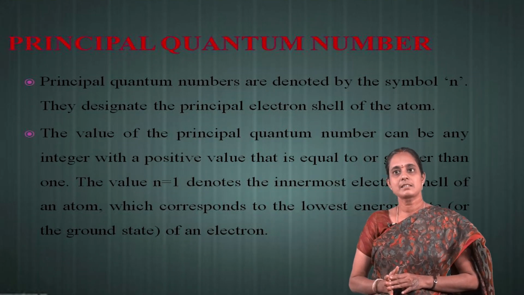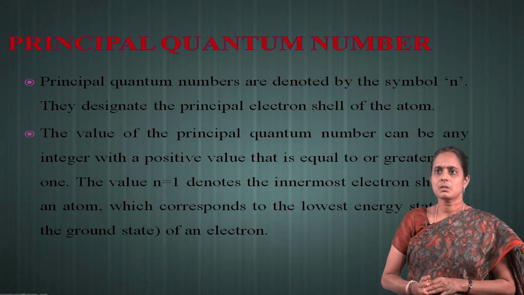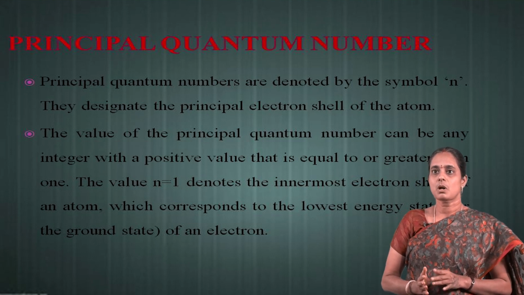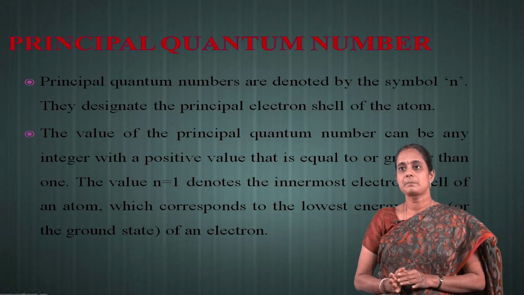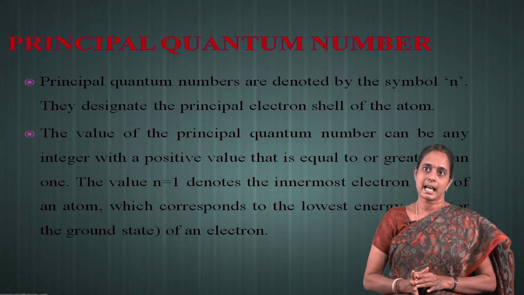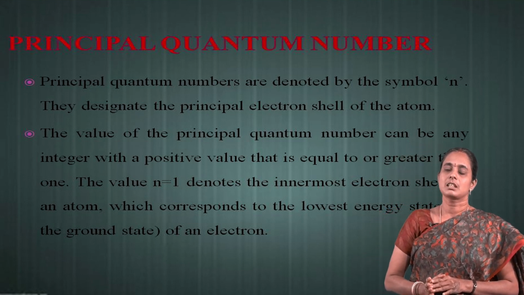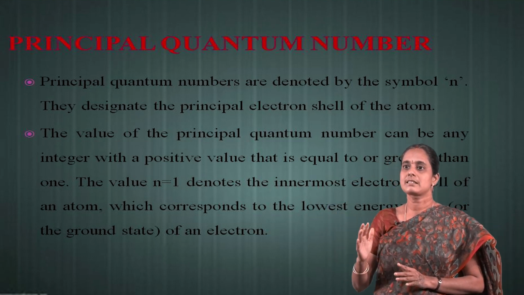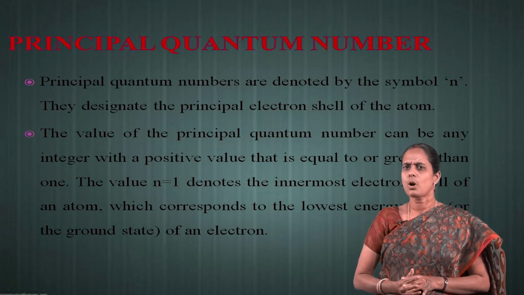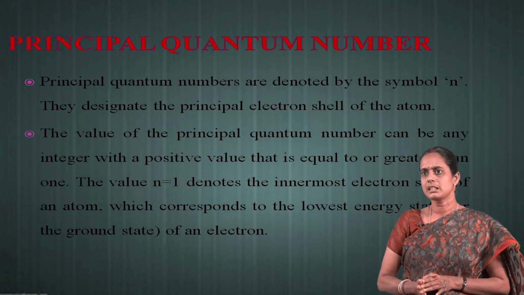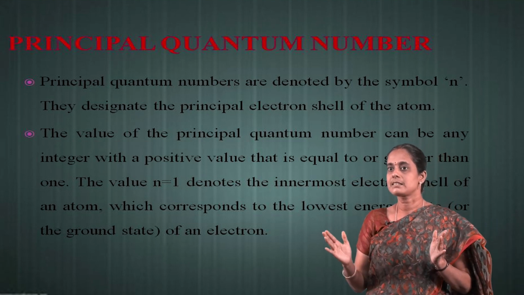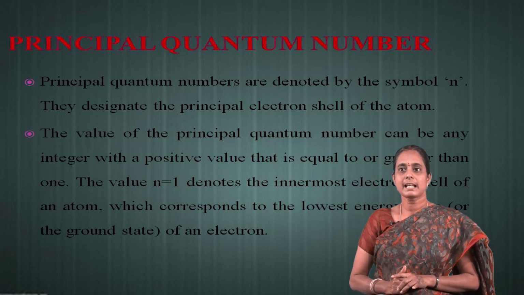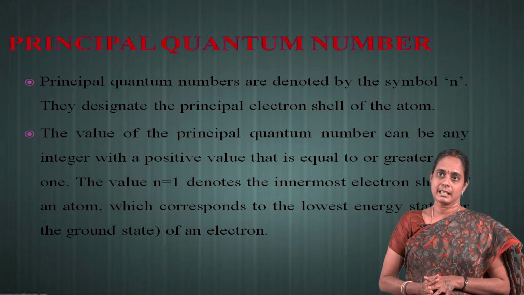Now, let us see the principal quantum number. The principal quantum number is denoted by the symbol small n. It designates the principal electron shell of the atom, since the most probable distance between the nucleus and the electron is described by it. A larger value of principal quantum number implies a greater distance between the electron and the nucleus, which in turn implies a greater atomic size.